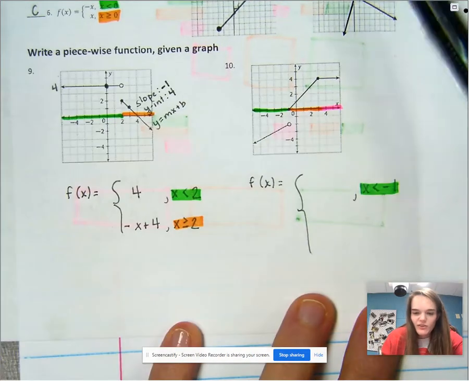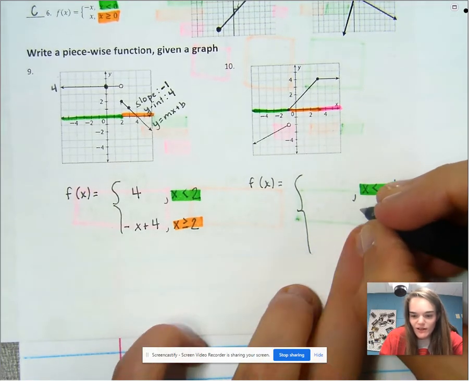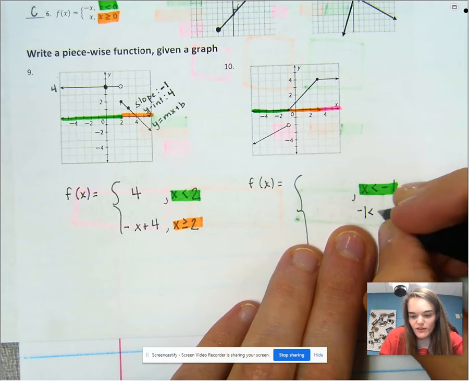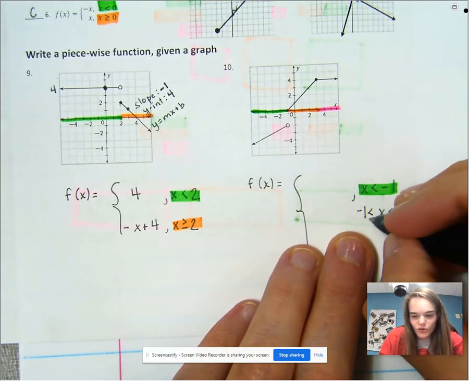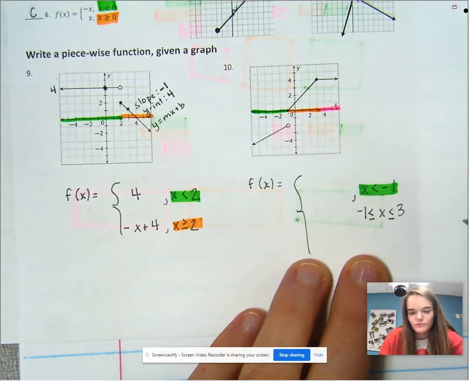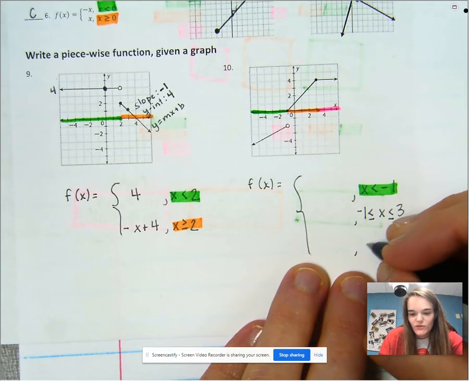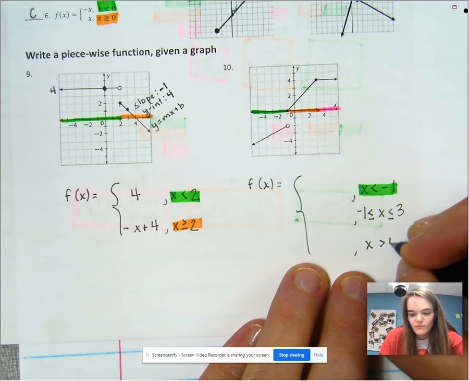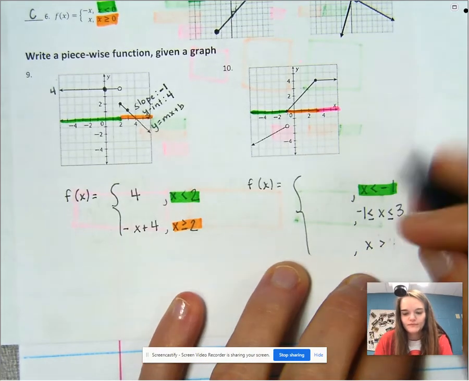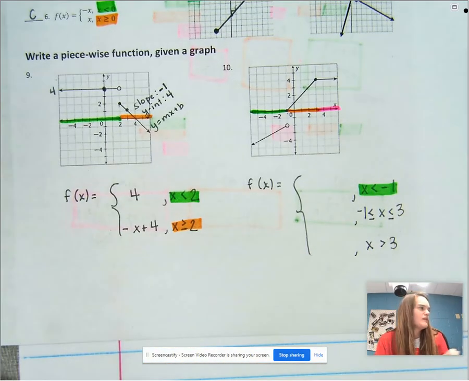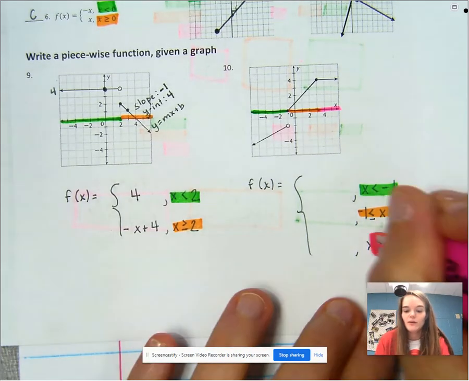I have when x is between -1 and 3. To write that, I write -1 less than x less than 3. Close circle, so or equal to. Okay. Then I have when x is greater than 4. Not 4, very sorry, 3. The orange piece of the domain and the pink piece of the domain.